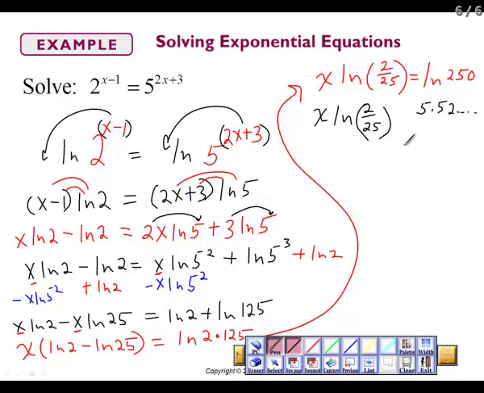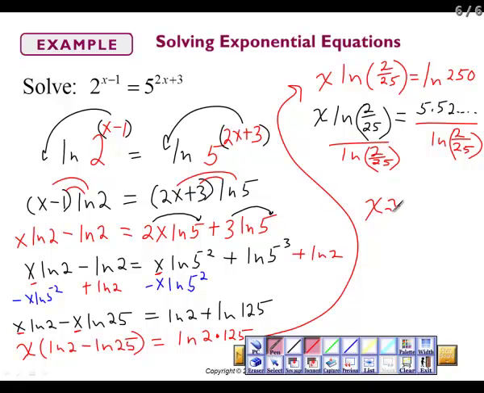And now what do you think we're going to do? You should have said we're going to divide by natural log of 2 over 25. We still have that 5.521460918 there. We didn't delete that or anything, and now we just hit divide by natural log of 2 over 25, and we get negative 2.18608, and it goes on.